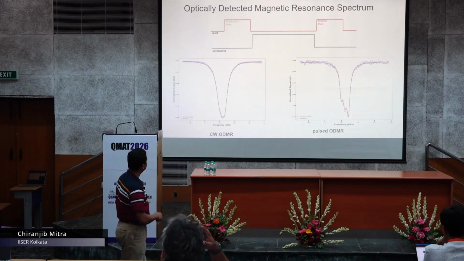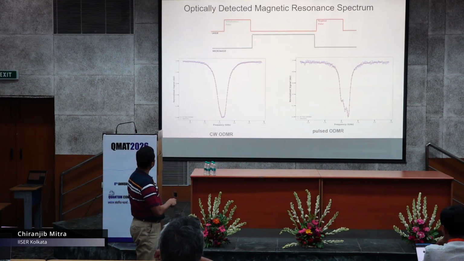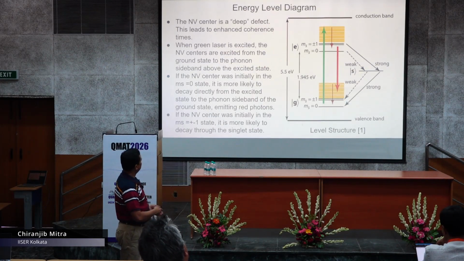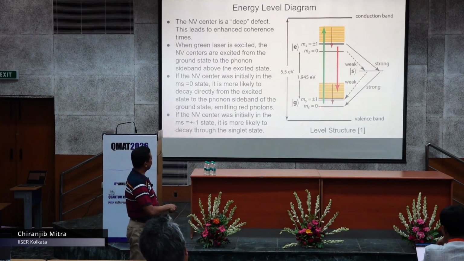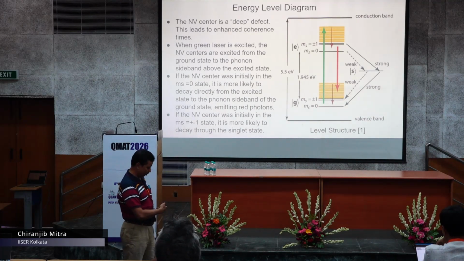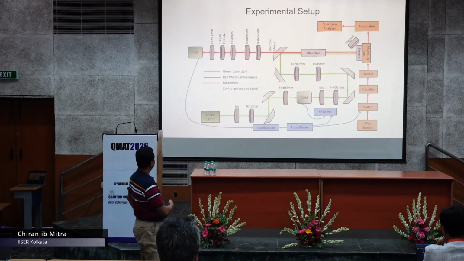That is 2.87 gigahertz, which I mentioned, and I sweep the microwave. Exactly on resonance there will be a dip, because when I switch on the microwave, I'm shifting some of the m equal to 0 population to plus or minus 1, and as I said, this is a dark state, so basically the detection will come down. So that's why there's a dip here.